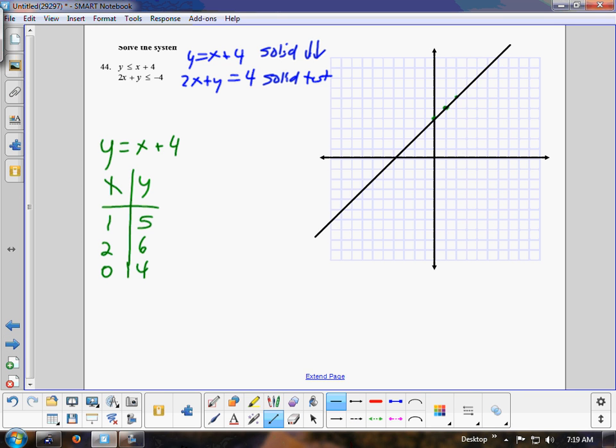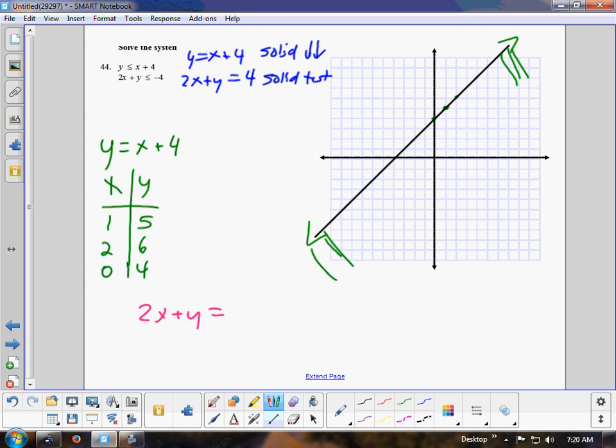So I'm going to put a solid line through it. Put arrowheads at the end of it. And shade, I know my shading's below. I know my shading's going to go this way once I get my other graph on there. Now I'm going to graph the other one a little bit different. 2x plus y equals 4. We're going to put in a 0 for x. And you can see when you put a 0 in for x, y equals 4.